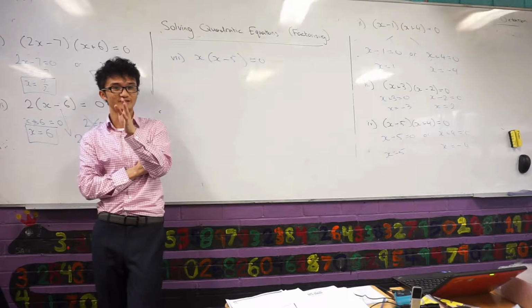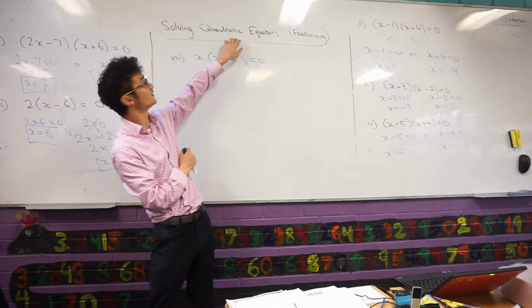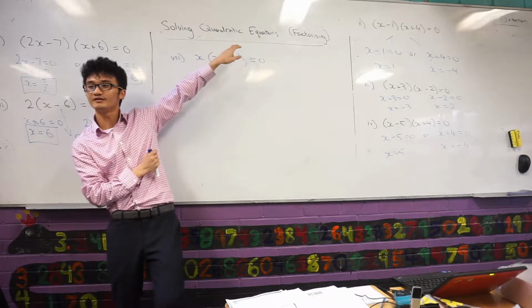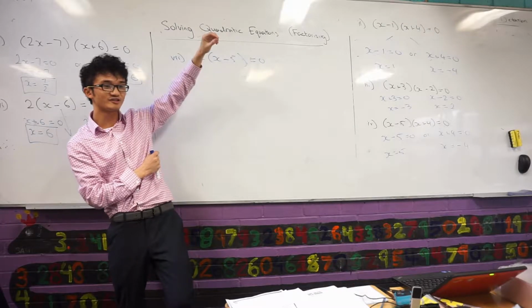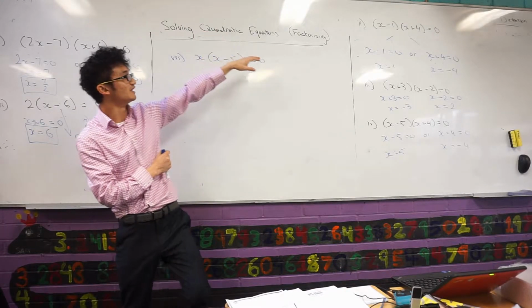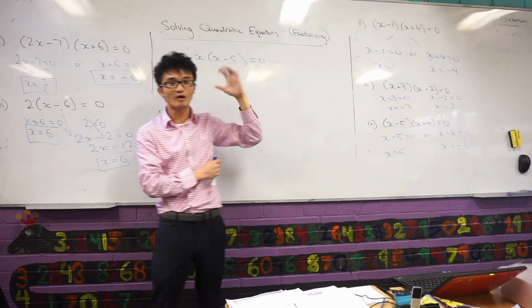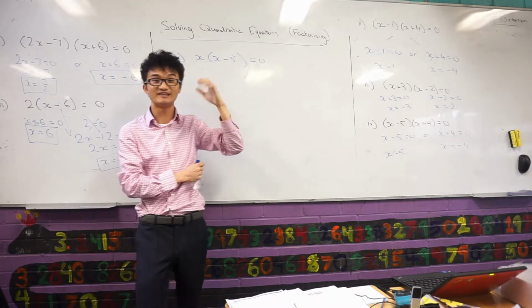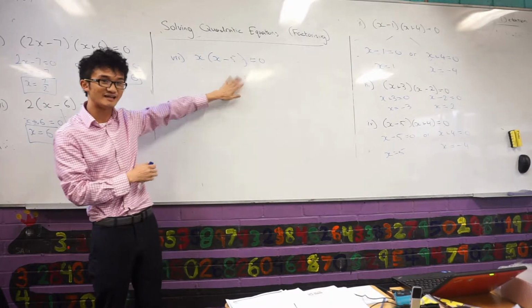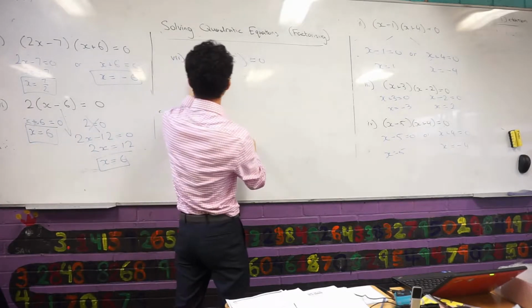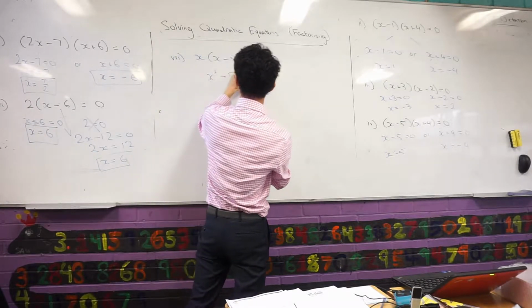Let me show you what the problem with expanding is. For this one here, I've said that this method of solving quadratic expressions is by factorizing. And this is why I want to factorize, because factorizing makes things easier to solve. If I expand this out, let's see what happens. x squared minus 5x equals 0.